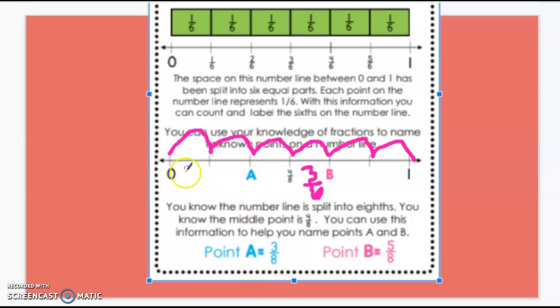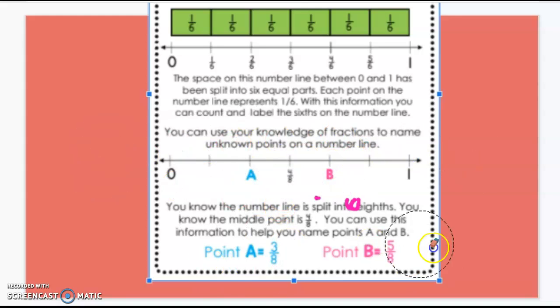Okay, and point A would be 1, 2. So you're going to go 2 of your how many total? Of your 6. That's point A. And then point B is going to be 1, 2, 3, 4 spaces of your 6 spaces. So that would be 4/6. Okay? So that's how you would do a number line. That's how you use fractions on a number line.